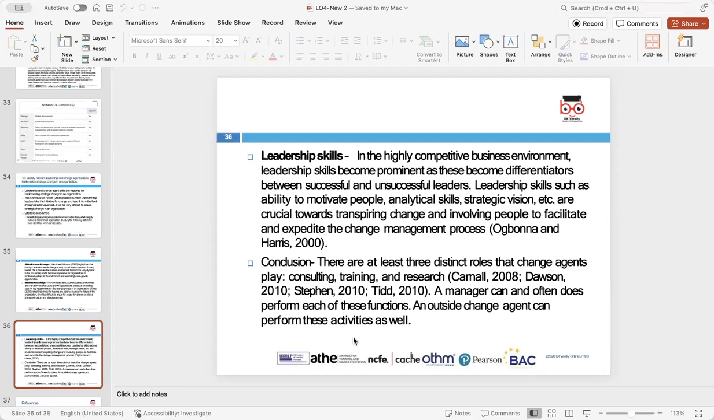Roles of change agents. Change agents play three different roles in the change process: consulting, training, and research. So, consulting: advising on the best practices and strategies for implementing change. When we talk about training, training means educating employees and stakeholders on new processes and systems. And finally, research: conducting studies to understand the impact of change and refine strategies accordingly. So, both internal managers and external change agents can fulfill these roles. Effective change management involves utilizing these roles to support and drive the change process.